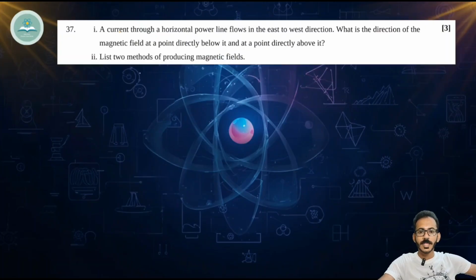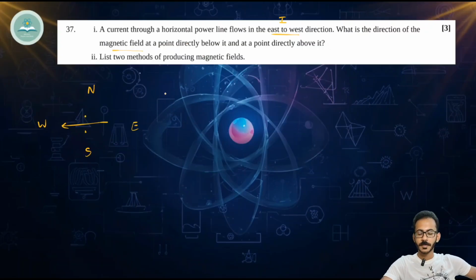The question is, a current through a horizontal power line flows in east to west direction. So direction of flow of current is given. It is flowing from east to west. Let's mark the directions: north, south, east and west. So here the current is flowing in this direction, east to west direction. What is the direction of magnetic field at a point directly below it and at a point directly above it?